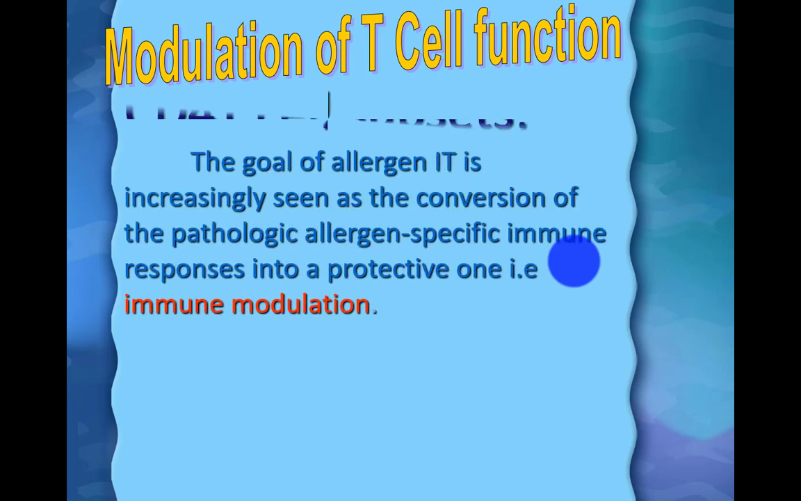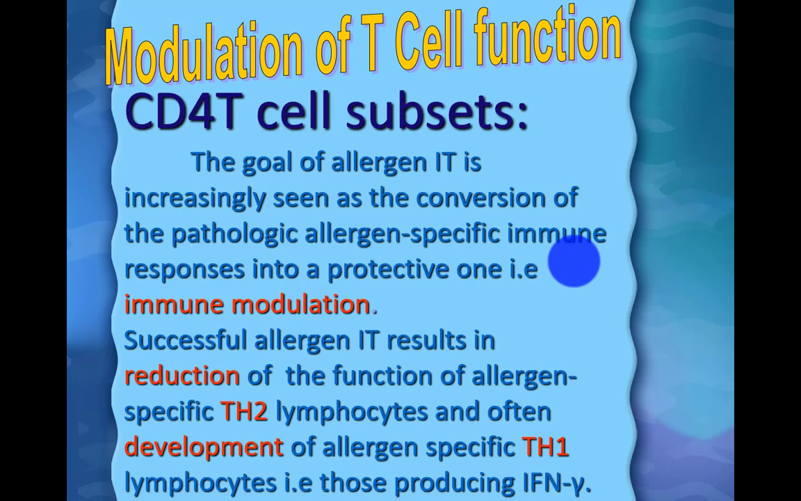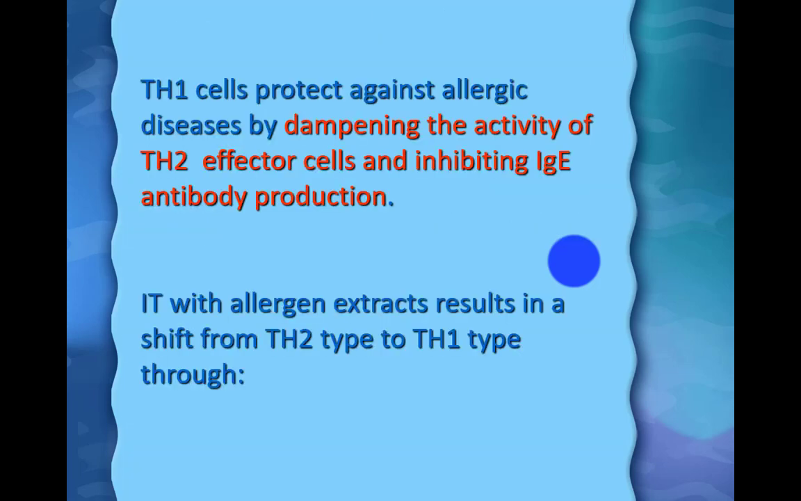Modulation of cell function. CD4 T cell subset. The goal of allergen IT is increasingly seen as the conversion of the pathologic allergen-specific immune response into a protective one. Immune modulation. Successful allergen IT results in reduction of the function of allergen-specific T helper 2 lymphocytes and often development of allergen-specific T helper 1 lymphocytes, those producing interferon gamma.